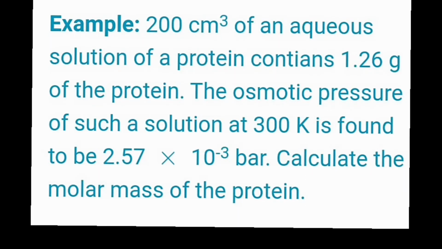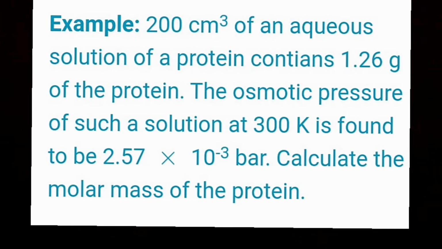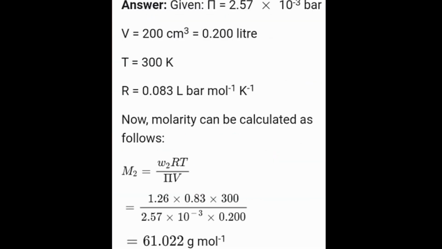The last example is of osmotic pressure. 200 centimeter cube of an aqueous solution of protein contains 1.26 grams of the protein. The osmotic pressure of such a solution at 300 Kelvin is found to be 2.57 into 10 raised to minus 3 bar. Calculate the molar mass of the protein. So the answer would be: pi is equal to 2.57 into 10 raised to minus 3 bar, that is given in the question. V is equal to 200 centimeter cube, that is equal to 0.2 liters. And the temperature is equal to 300 Kelvin. The R value is equal to 0.083.